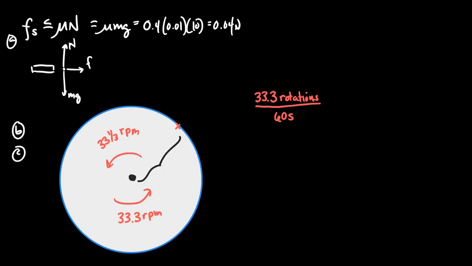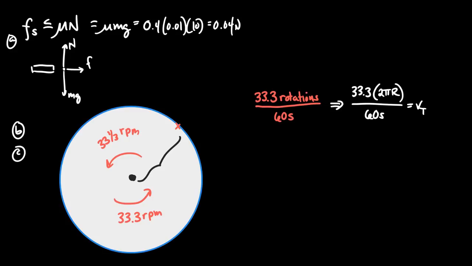Any question about where I came up with that? Because I didn't make that up. It's not an equation. I'm just rewriting what they say. You sure? All right. Well, a rotation for a point on the edge is a circumference. It's making 33.3 circumferences every 60 seconds. 33.3 times 2 pi r every 60 seconds. That's it. That is the velocity of a point on the edge.